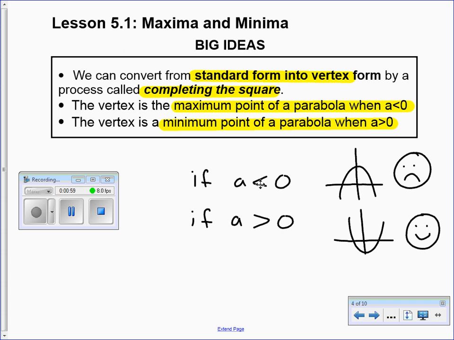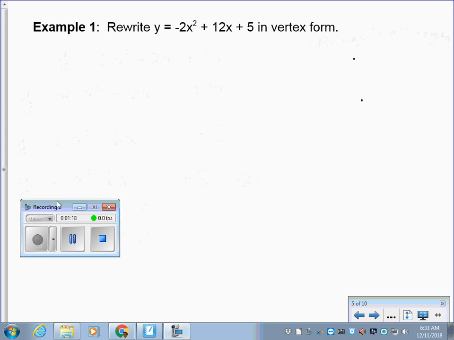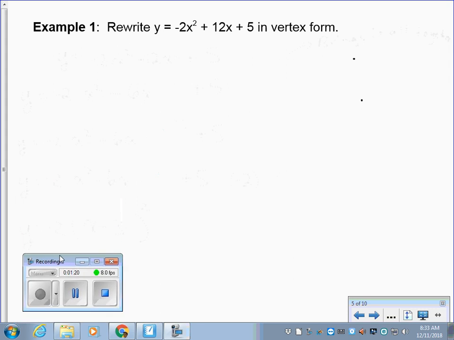Now, let's move on to our chapter lesson for the day. On your sheet, you're going to have y is equal to negative 2x squared plus 12x plus 5. Make sure that your equation matches mine. This is example 1. I think there was a typing error, and I want that fixed.